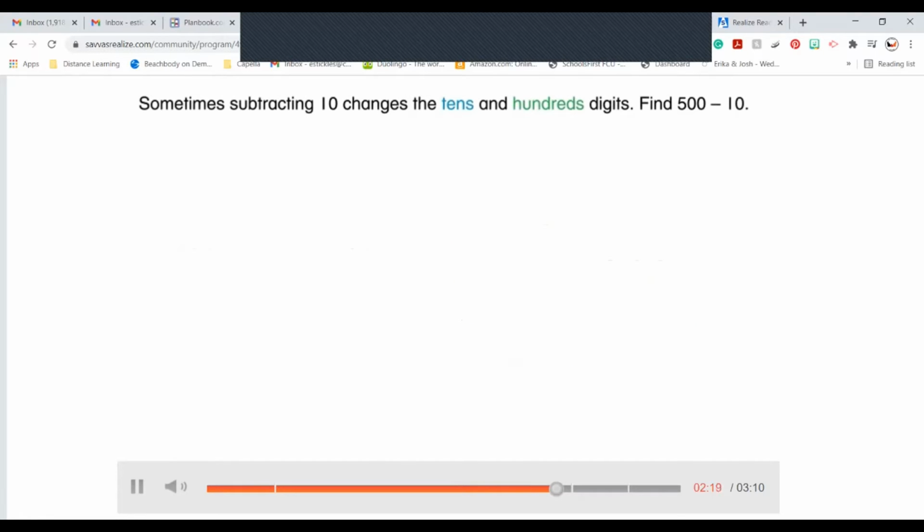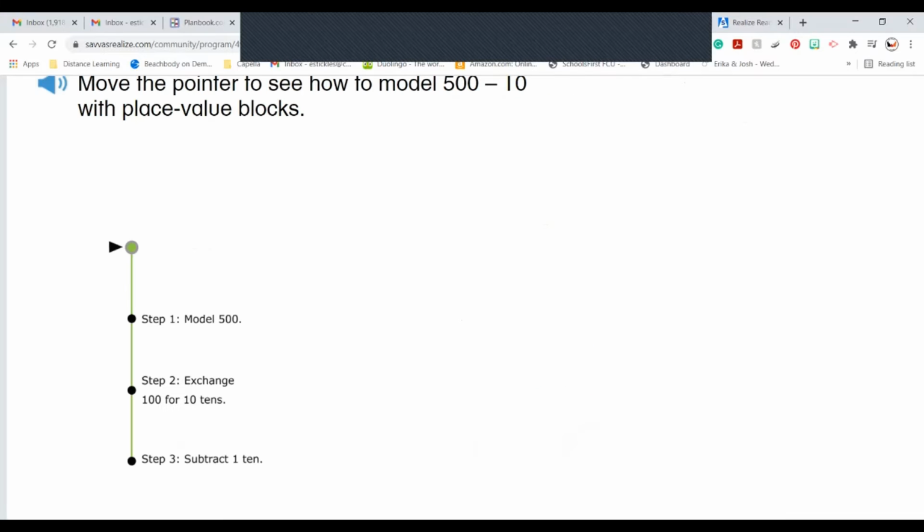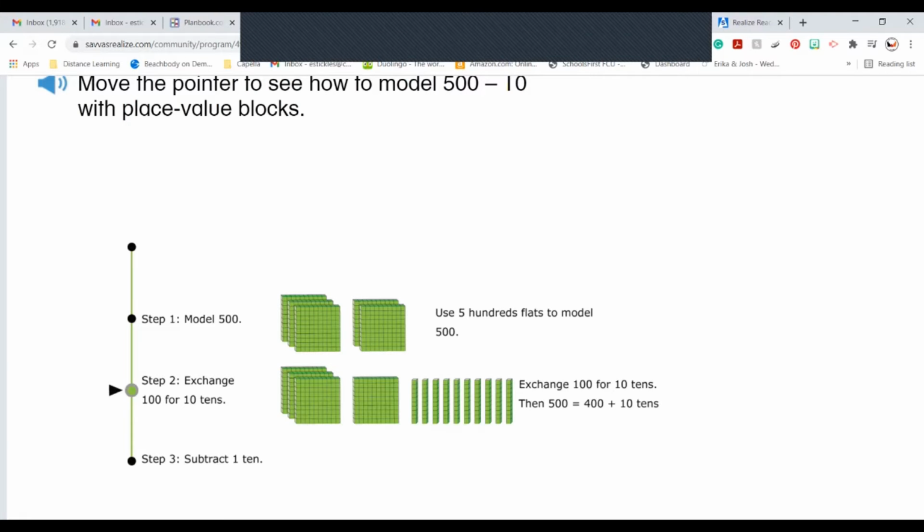Sometimes subtracting 10 changes the tens and hundreds digits. Find 500 minus 10. Let's try it. Move the pointer to see how to model 500 minus 10 with place value blocks. So the first step, we're going to model 500. So we're going to use 5 hundreds flats to model 500. Then in step 2, we're going to exchange 100 for 10 tens.